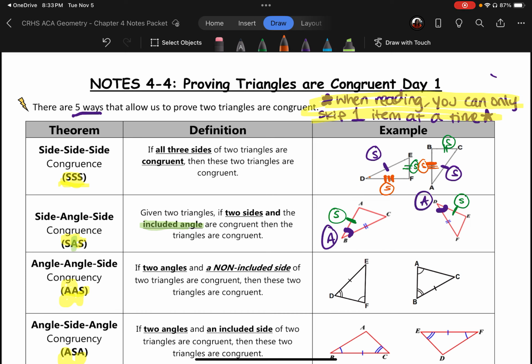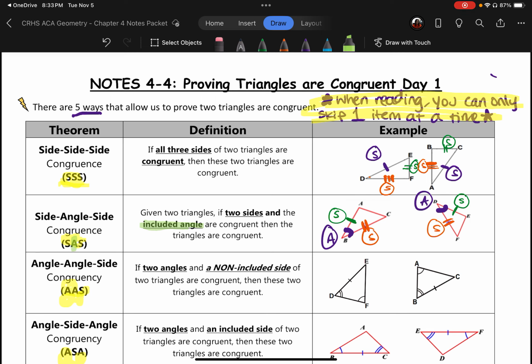And then next we have this second side with 2 tick marks is congruent to this side with 2 tick marks. So there is another S. So as we're reading these, this is what I want to focus on with you guys: how do I read it? Well, you can go one of two directions.